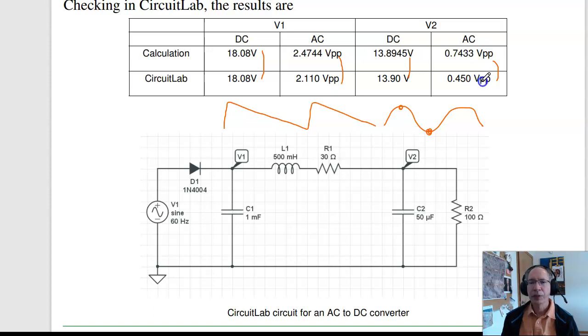And what we're doing is a little bit conservative. The ripple's not quite as bad as I calculate. So we're doing a little bit of worst case analysis. What that means is that the circuit's actually going to be better than I expect. If you want to find out how the circuit actually behaves, in my opinion, throw it in Circuit Lab.